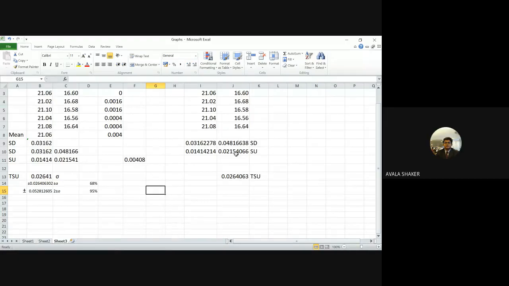Okay, sir, got it. So if you're only taking a single reading, then the total standard uncertainty in the thickness would be this plus the dial error. There, 2 will not come.